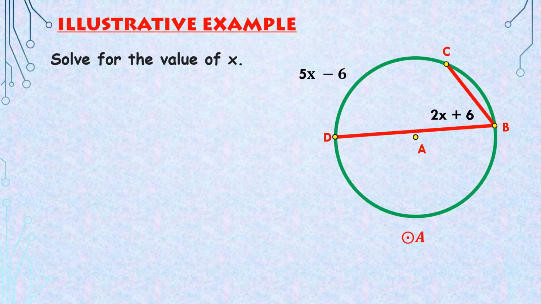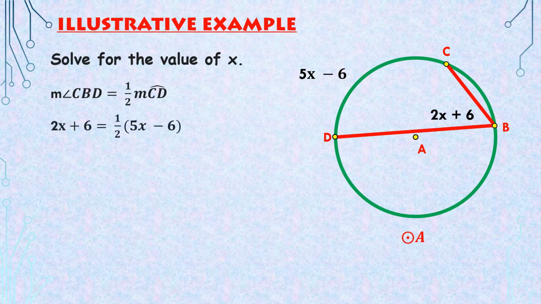Okay, so let's try another one. So the same with what we did on our previous example, we're going to just simply make an equation using the property of inscribed angle and its intercepted arc. So in our figure, we can say that the measure of angle CBD is equal to 1/2 of the measure of CD. So since the given measure of angle CBD is 2x plus 6 and the given measure of arc CD is equal to 5x minus 6, then we will have 2x plus 6 equals 1/2 times 5x minus 6, replacing measure of angle CBD and measure of arc CD with their respective measures.